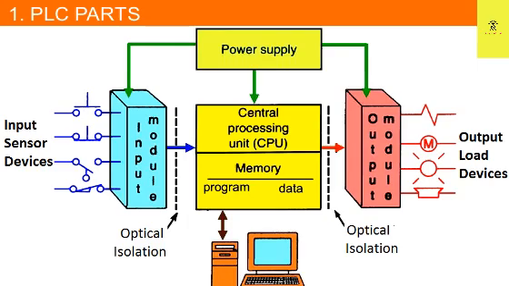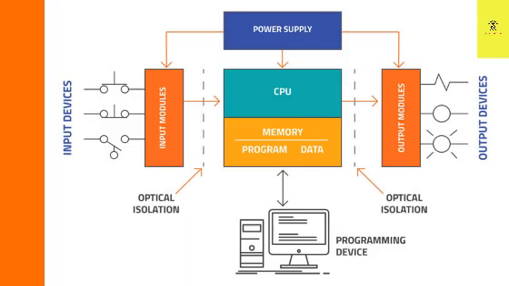Today let's start with the PLC parts. The first one is the power supply. The power supply module provides the necessary electrical power to all other components of the PLC. It often converts incoming power to lower voltage.